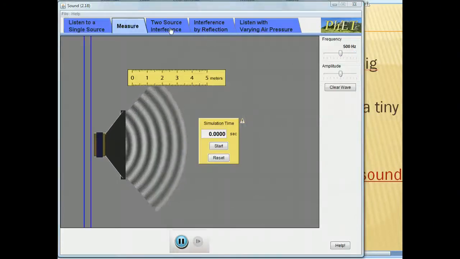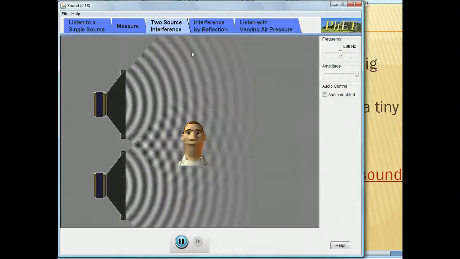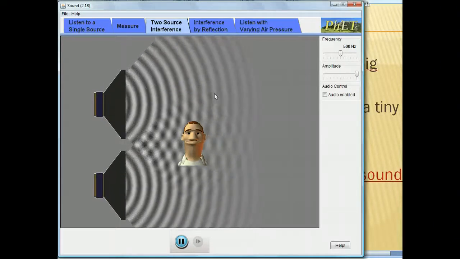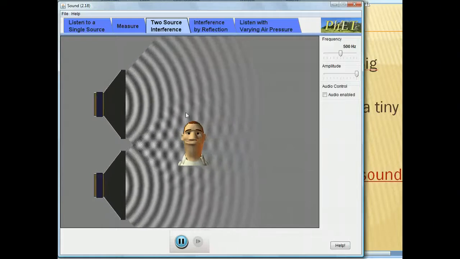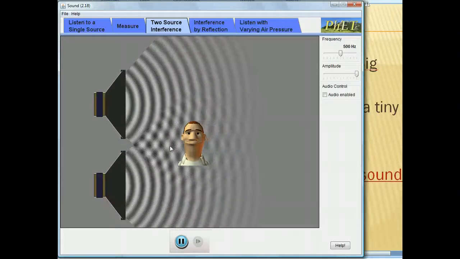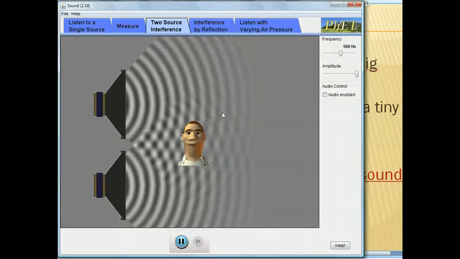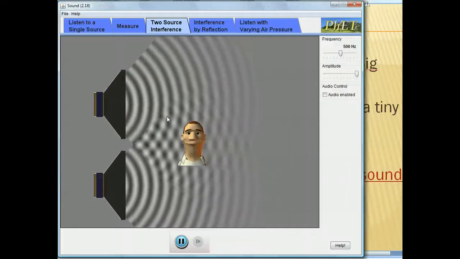There's this measure tab. I'm not going to really do much with that. What we're going to focus on here is the two-source interference. And you can see this. This is kind of like that two-dimensional view from the ripple tank, where you have these areas of constructive and destructive interference. And it's pretty easy to see. Hopefully you're decent at it by now.